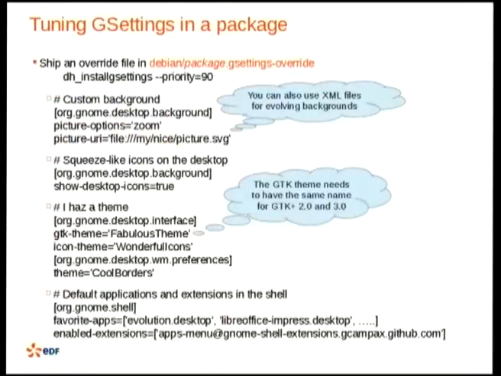Just like with gconf, you can tune the gsettings in a package. So you can ship a gsettings override file in the debian directory. Debhelper will do the rest for you. And the same holds as with gconf. You can have stacks of settings with different priorities. A few selected examples. So how to change the default background. And yeah, you can also set nice transition backgrounds, which will print a different picture depending on the time of day.